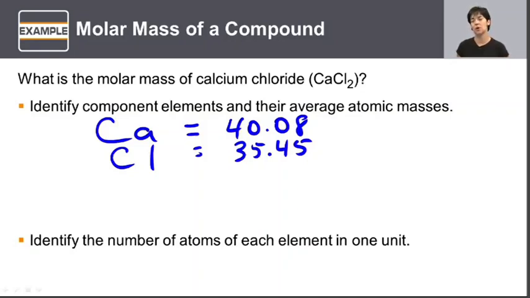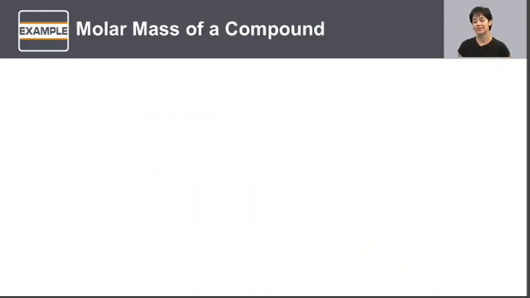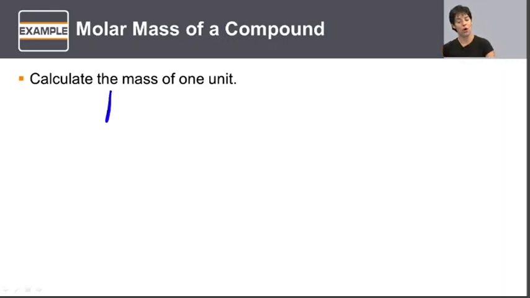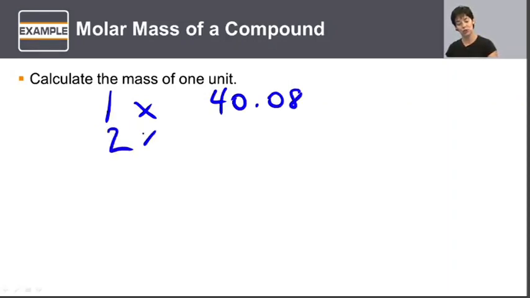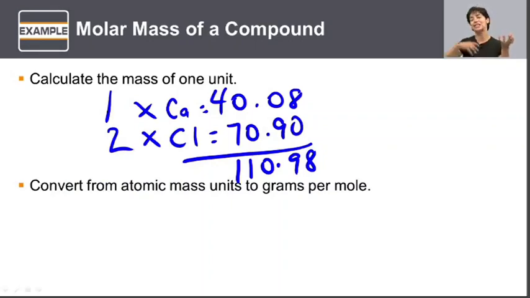Here we see that we have calcium and chlorine again, but it's different because our subscript tells us we have 2 atoms of chlorine. So 1 atom of calcium and 2 of chlorine. Okay, what's next? That's right, we do the math. So we had 1 of calcium, which was 40.08, and we had 2 of the chlorine. 2 chlorine equals 70.90. Together, they're 110.98.